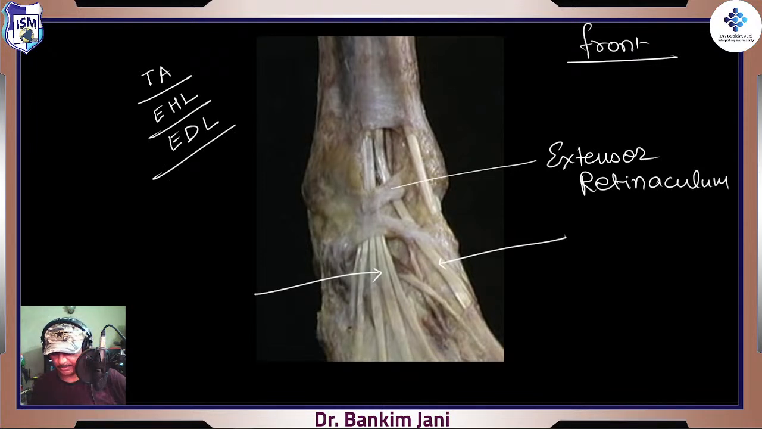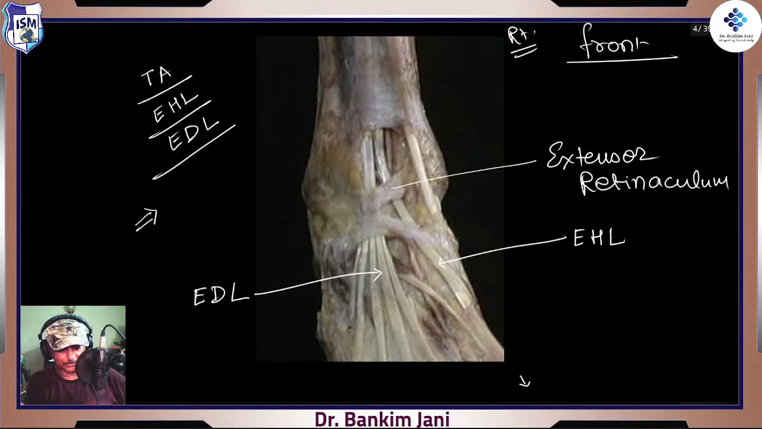Their tendons are coming over here, and this is extensor hallucis longus. We are dealing with the right side, so that's why the big toe will be here. So that is extensor hallucis longus, and this will be extensor digitorum longus. Done? By the way, only one more muscle is left out.